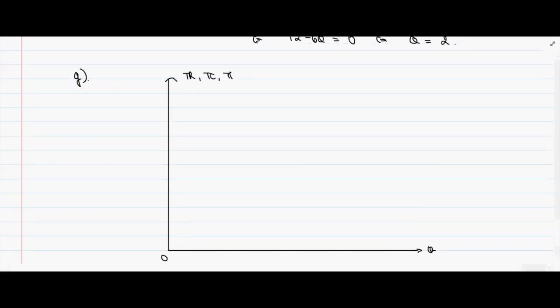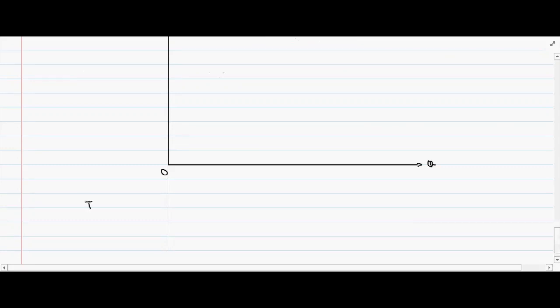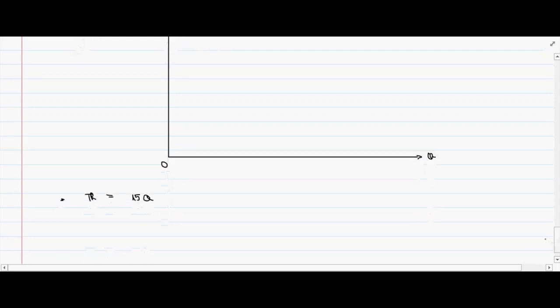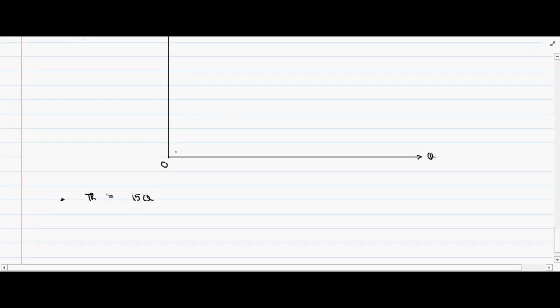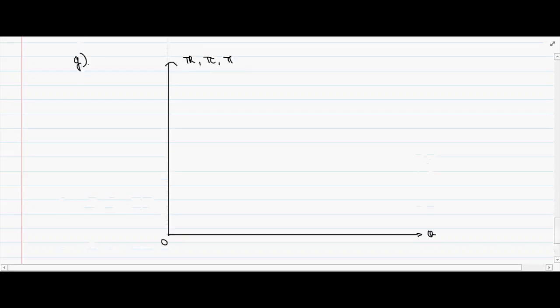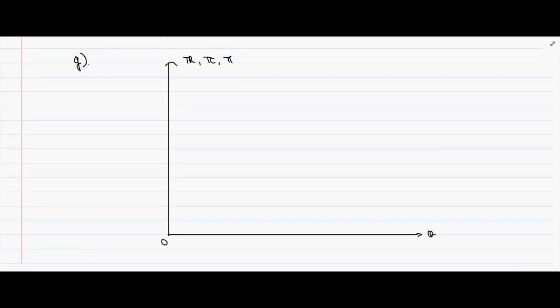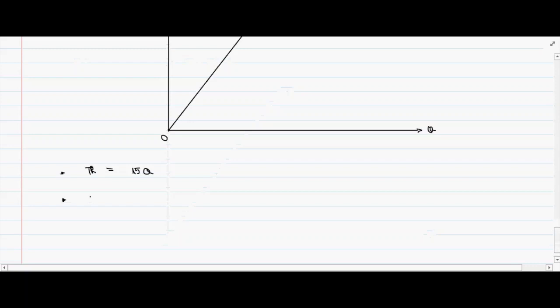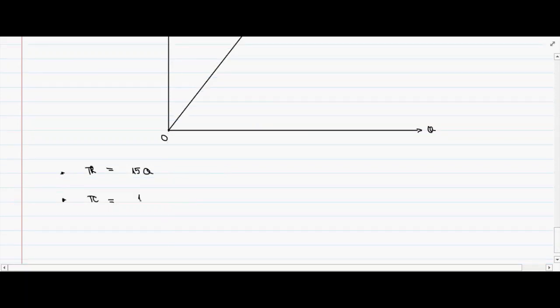Okay, so my total revenue function is 15Q, which is very straightforward. It's just going to be a straight line going through the origin, because when Q equal to 0, total revenue is equal to 0. And the slope is 15, so basically it's just a straight line going all the way up like this. So this is my total revenue. Now total cost is 15Q minus 6Q squared plus Q cubed.